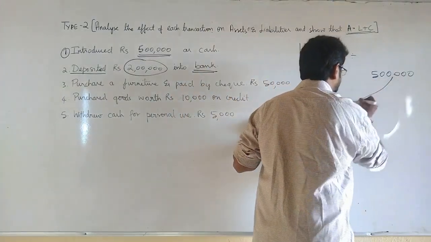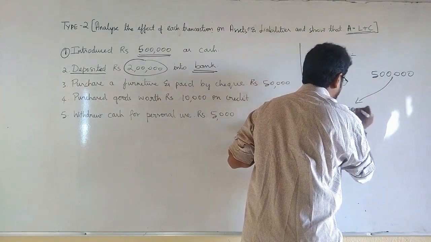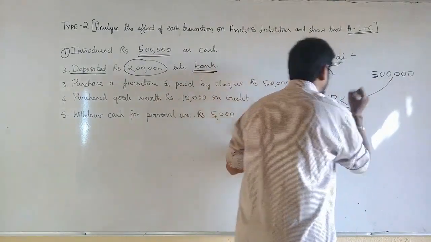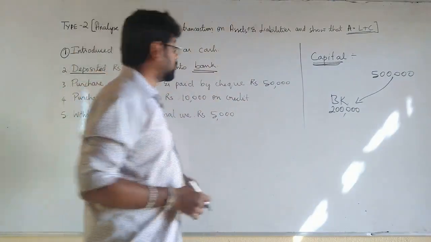So from this 5 lakhs I have taken 2 lakhs and put it into the bank account. Where did I put this 2 lakhs? I put this rupees 2 lakhs into the bank account.